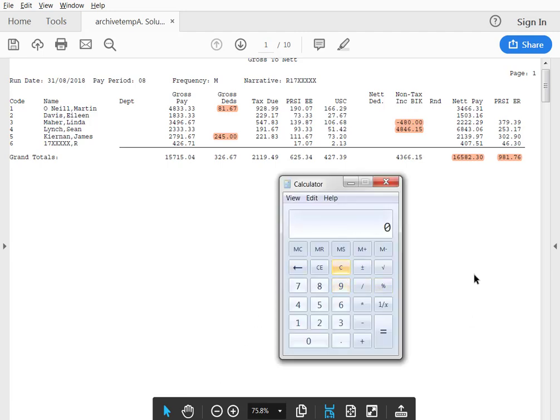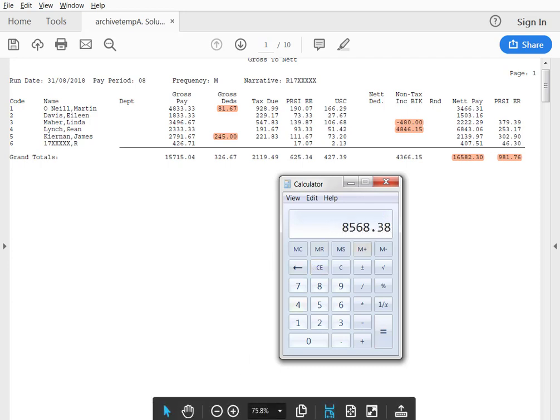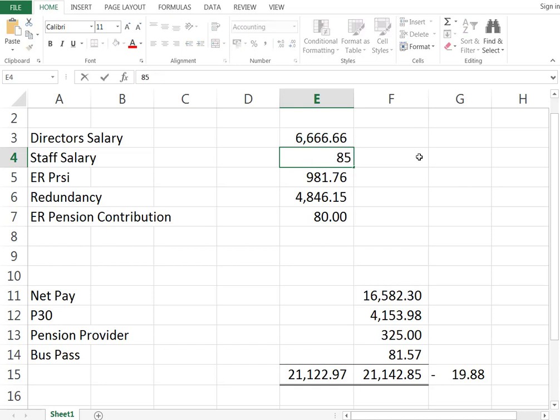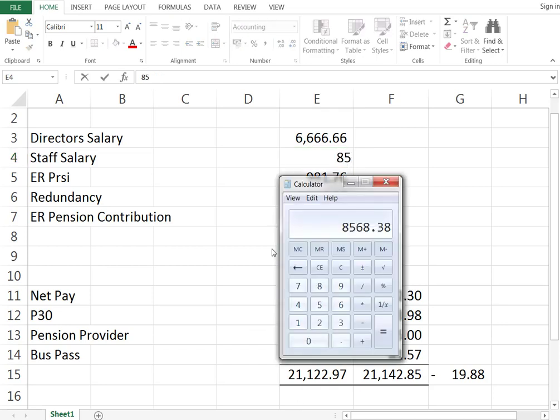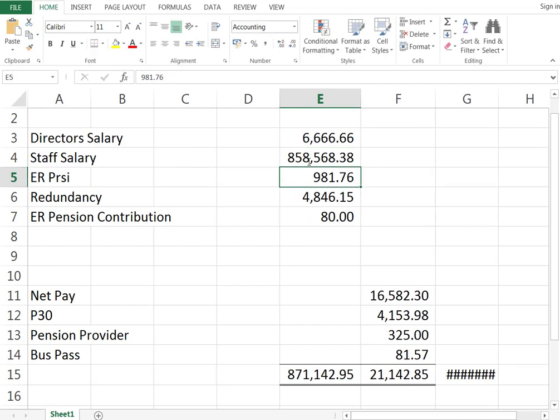So I'm just going to go back in and do my calculation again. So I'm going to go cancel. 15715.04 minus 6666.66. That gives me 9048.38. Okay, and off that I have to take 480. Okay, so that gives me 8568.38. And I've put in a wrong number. So 8568.38. Okay.